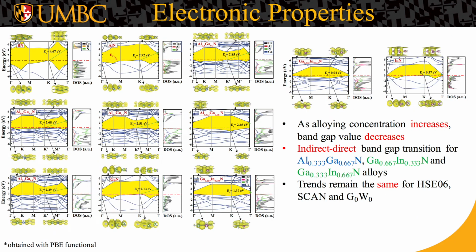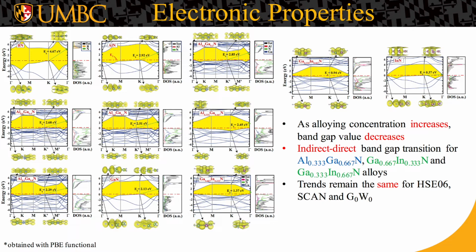This slide depicts the electronic band structure calculated with PBE in addition to the band decomposed charge densities at specific high symmetry points. We observe that as we increase the alloying concentration, going from boron nitride all the way to indium nitride, the band gap decreases. For the aluminum gallium nitride alloy at x equals 2/3 and both gallium indium nitride alloys, we observe an indirect to direct band gap transition.